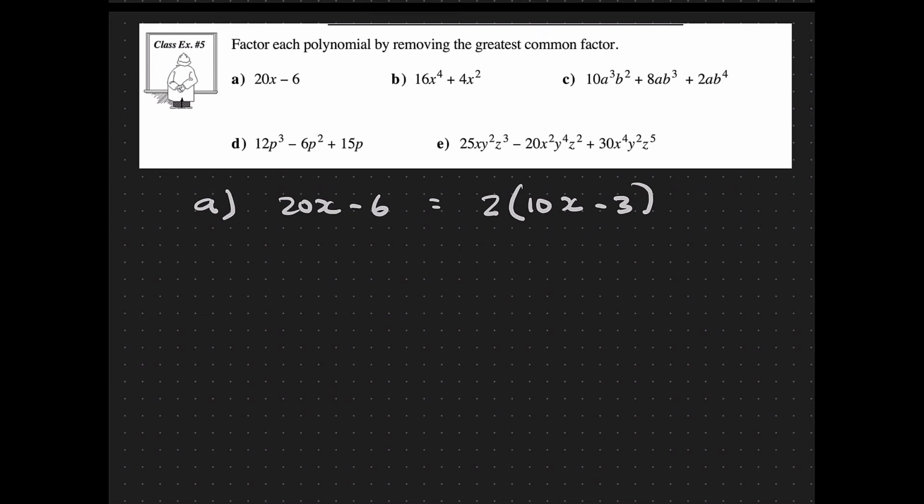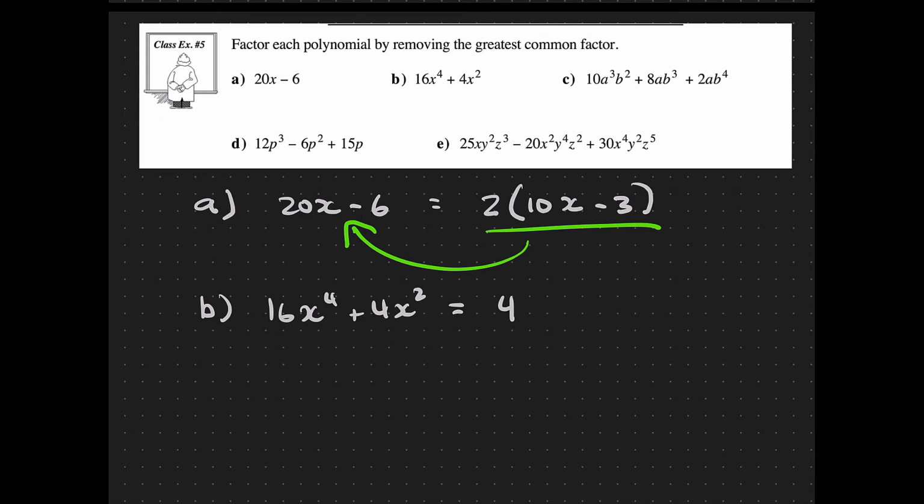So this one right here, if I was to expand that out, it should check and verify that I did that correctly. Let's move on to part B, which says 16x to the power of 4 plus 4x squared. What does that equal? Well, what is common first? I can see that a 4 is common and an x to the power of 2 is common, leaving what? Well, let's deal with the first term.